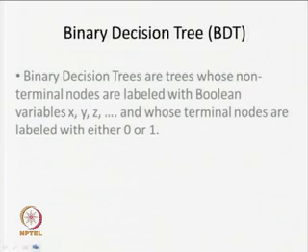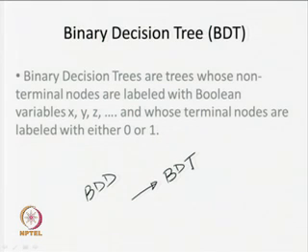Now, we are going to talk about this particular BDD, binary decision diagram, but before going to binary decision diagram, I am going to talk about BDT, binary decision tree. So, it is a tree. We are saying that binary decision trees are trees whose non-terminal nodes are labeled with Boolean variables. Say if you are having a function of x, y, z, then non-terminal nodes will be represented by those particular Boolean variables, and the terminal nodes will be represented by the Boolean values or Boolean constant, either 0 or 1.